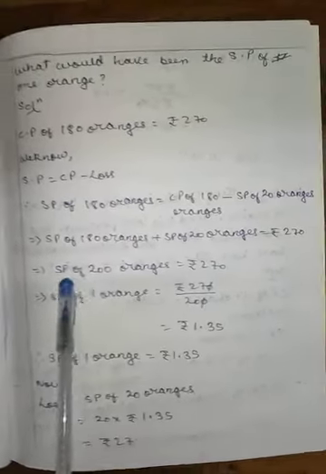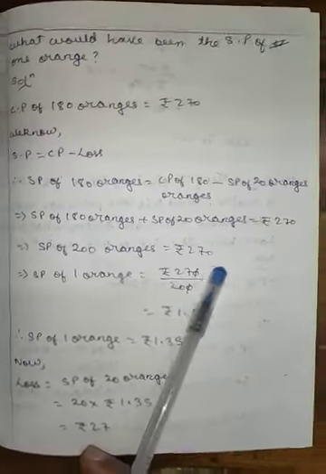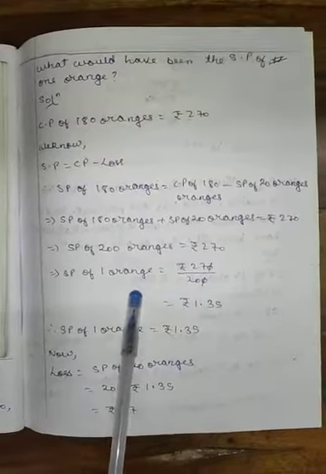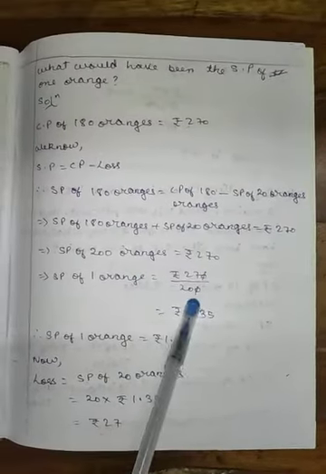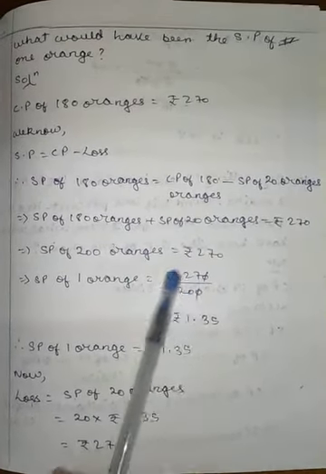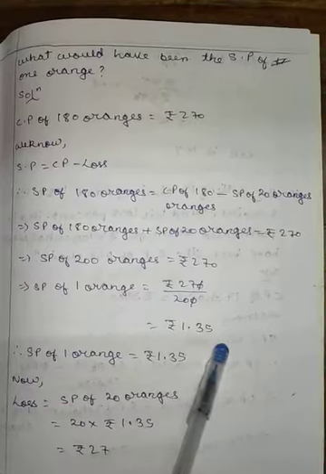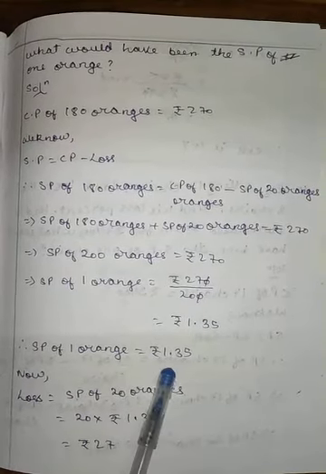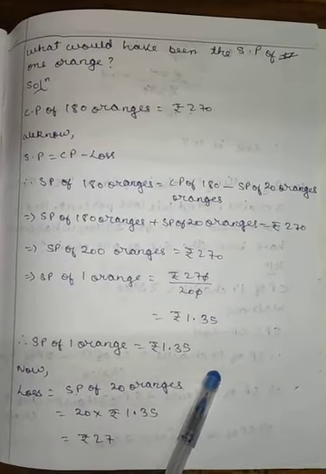These two together make SP of 200 oranges, which is equal to rupees 270. So SP of 1 orange is rupees 270 by 200, 0 cut. After doing this division, you will get rupees 1.35. So SP of 1 orange, the answer, is rupees 1.35.